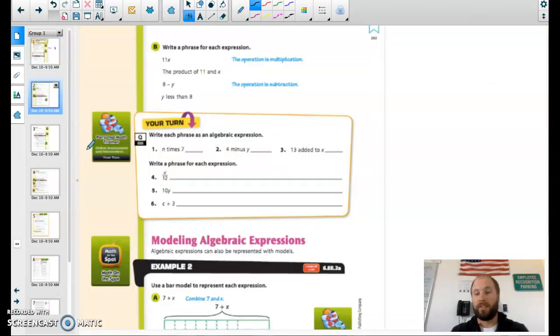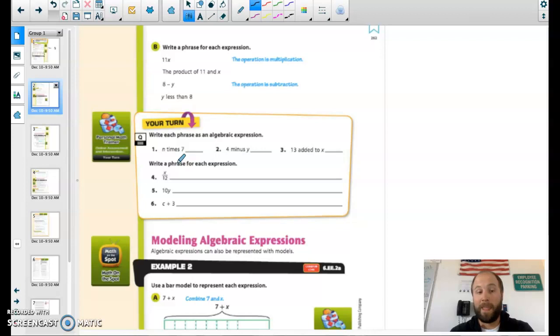Let's do your turn. This is how your turn works. You're going to pause it. When I say go, you're going to pause it, and you're going to solve 1, 2, 3, 4, 5, and 6. Follow the directions. Then when you hit play, we'll go over it and see if our answers match. So hit pause now and solve 1, 2, 3, 4, 5, and 6. Go.